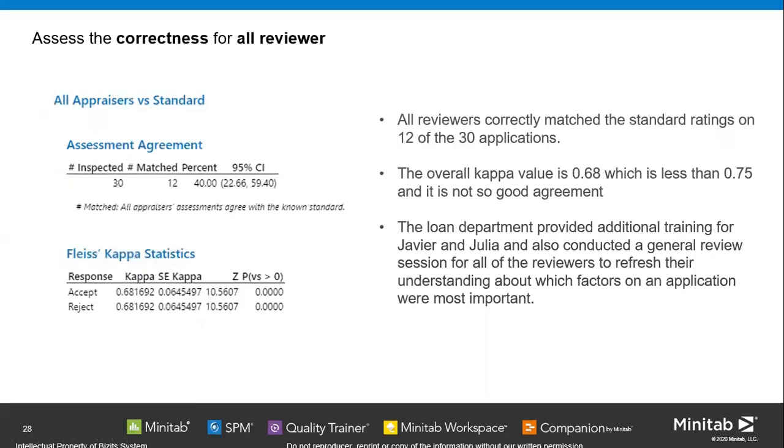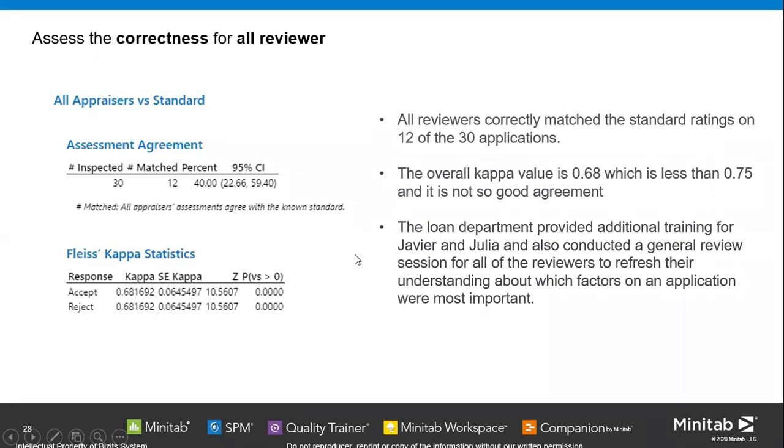Okay, so for the correctness of all reviewers, we rely on all the reviewers versus the standard. So all reviewers correctly matched the standard rating on only 12 out of 30, which is only 40%. The overall kappa value is 0.68, so it's not so good agreement. So they concluded to provide additional training for Javier and Julia, and also to conduct a general review session for all the reviewers to refresh their understanding about which factors on the application were most important here.